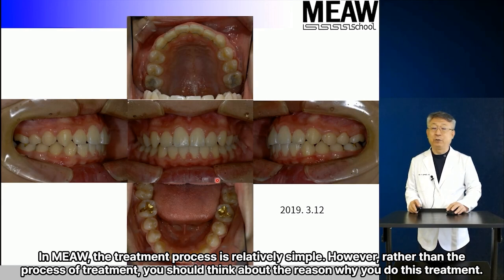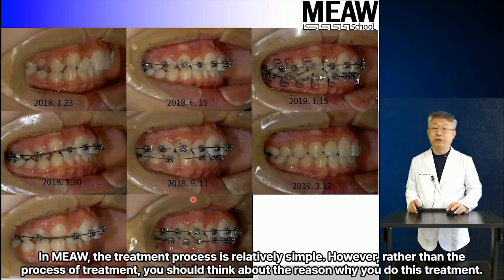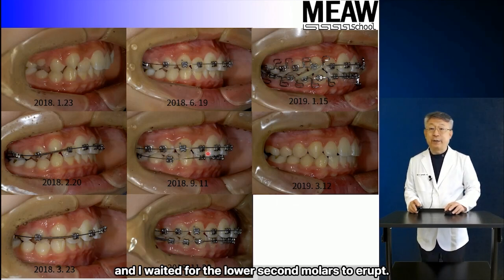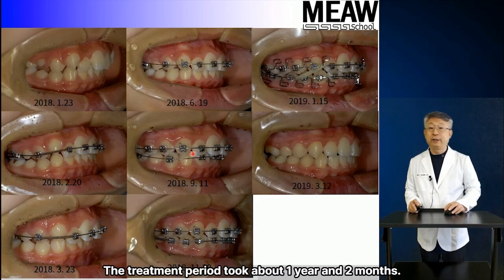However, rather than the process of treatment, you should think about the reason why you do this treatment. It was diagnosed in January, and the relationship of the upper canine and premolar has improved by strategic bonding from February, and I waited for the lower second molars to erupt. The treatment period took about 1 year and 2 months.